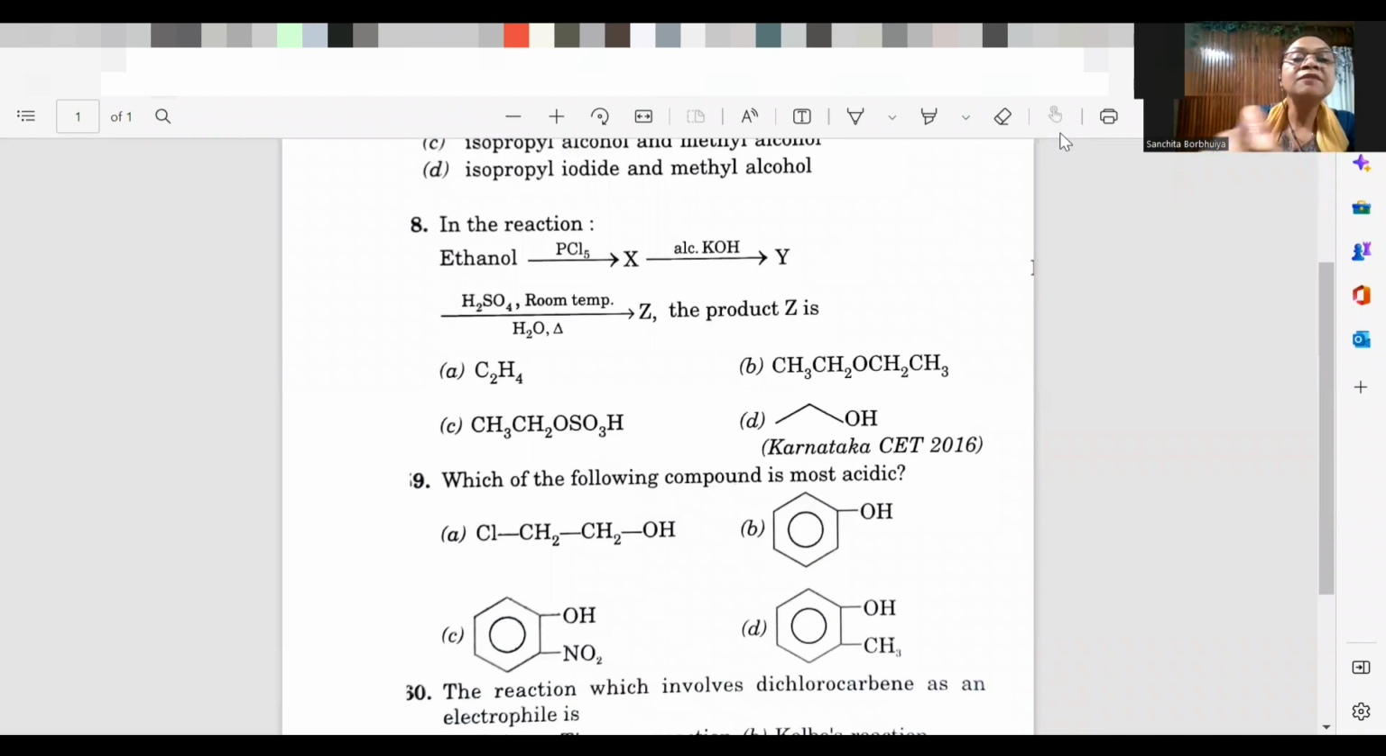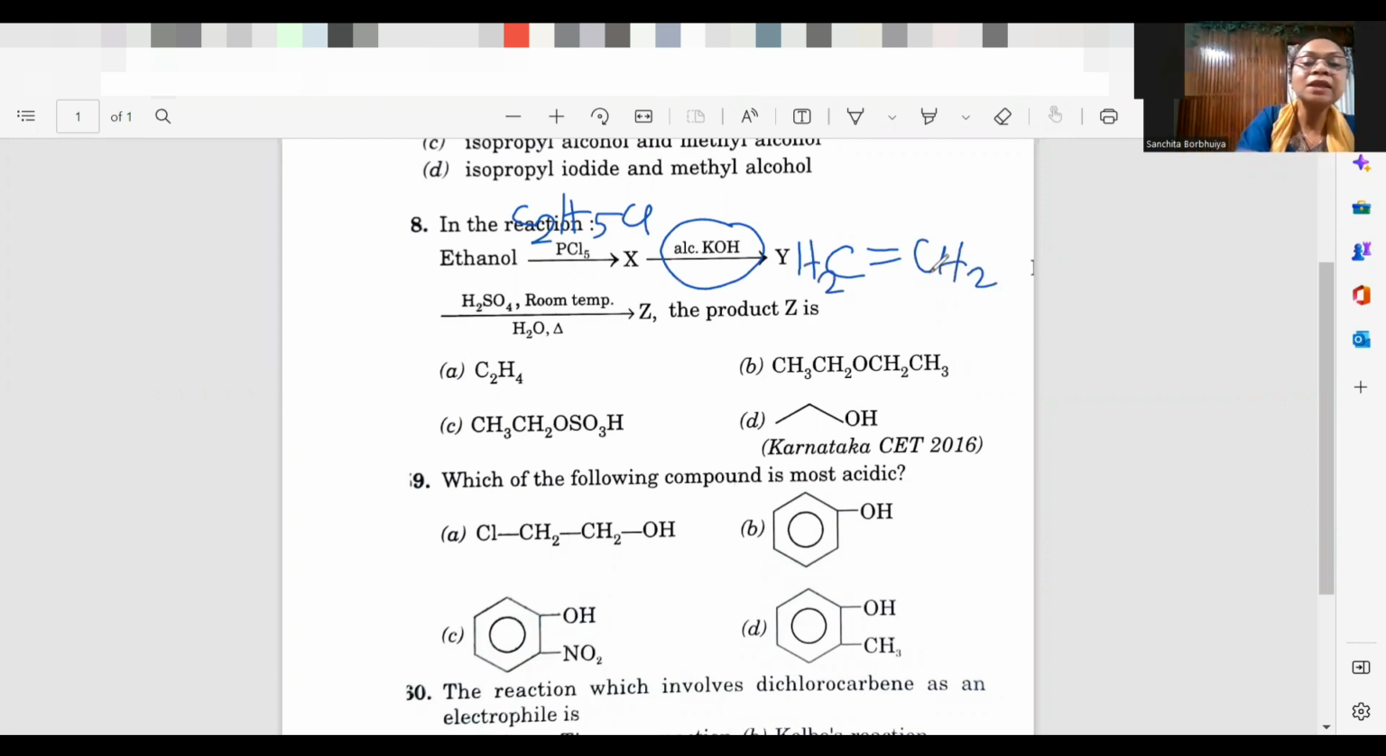Ethanol when treated with PCl5, the OH of ethanol will be replaced with Cl, so you'll have C2H5Cl. C2H5Cl when treated with alcoholic KOH will give you the alkene. And the alkene when treated with H2SO4 at room temperature gives you back ethyl alcohol. So once again, you started with ethanol and you got the answer as ethanol, which is the correct answer. So the option is D.